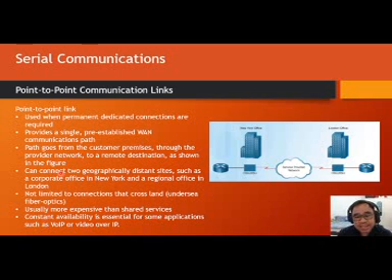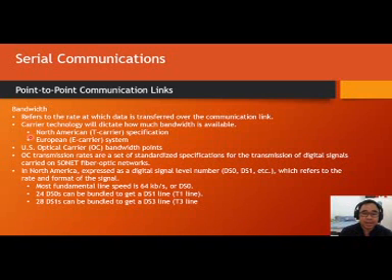Constant availability is essential for some applications such as VoIP or video over IP. The bandwidth refers to the rate at which data is transferred over the communication link. Carrier technology will dictate how much bandwidth is available. This is what's commonly happening: if you're subscribed to an ISP, they will dictate how much bandwidth you will have, depending on the package that you avail. Okay, so North American T-carrier specification, European E-carrier system.